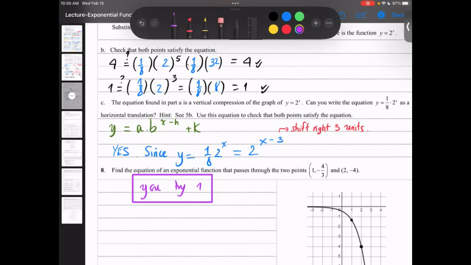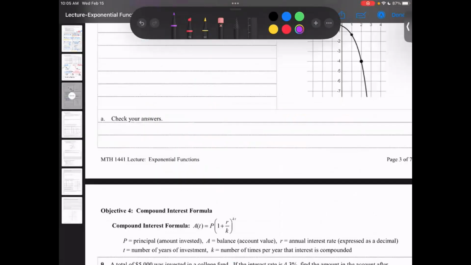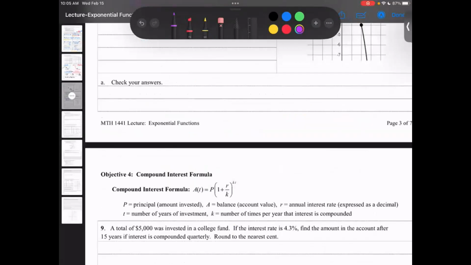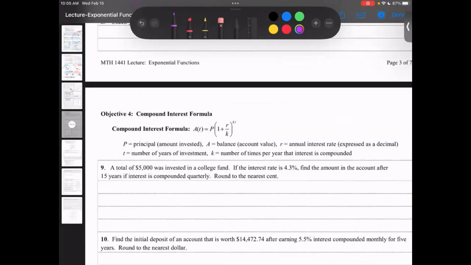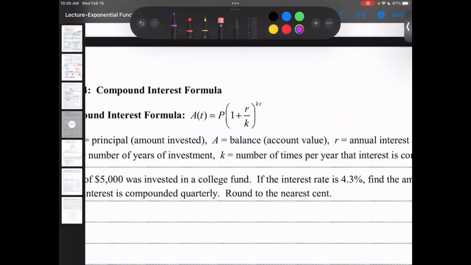All right, move on to the next part, which is application. It's the same thing with the commercial you watched earlier. That's how money grows. That's the formula. You put some money in the bank, that is the formula.